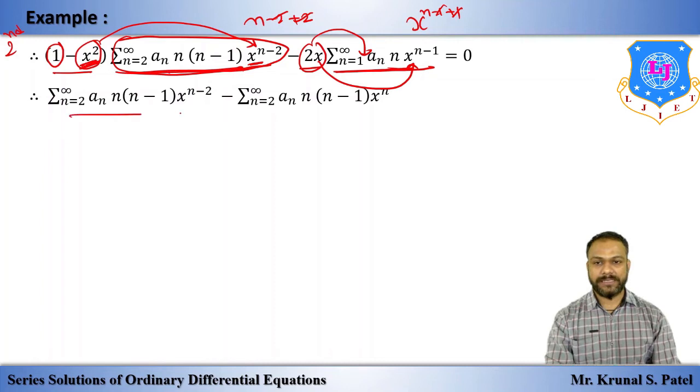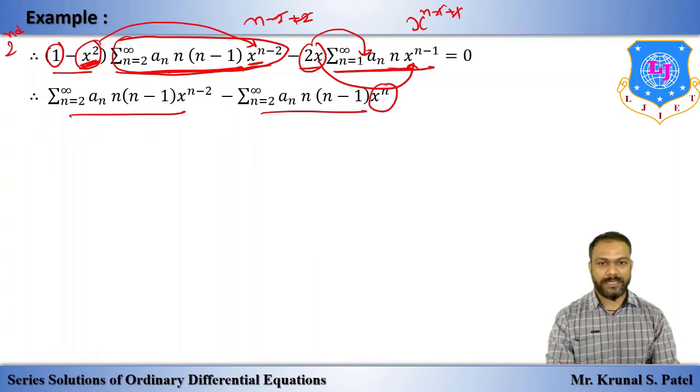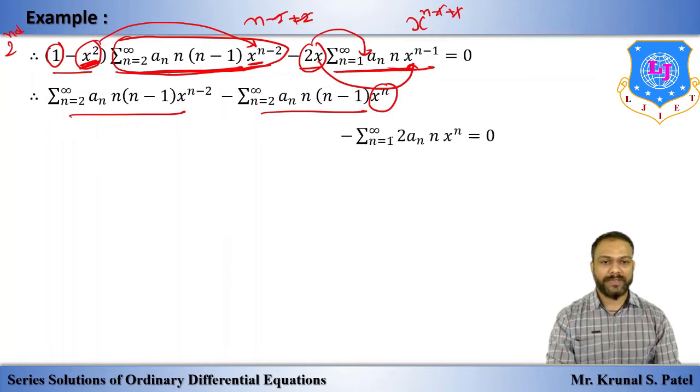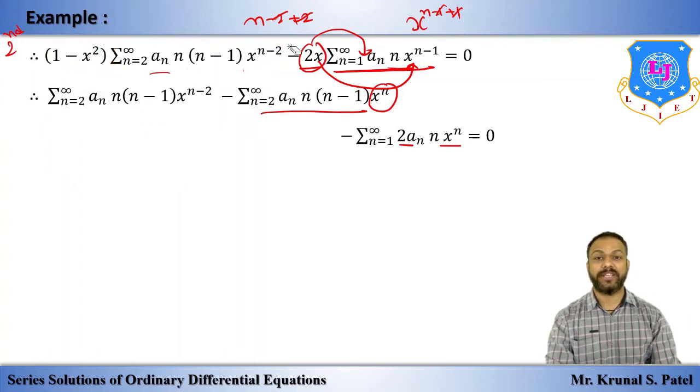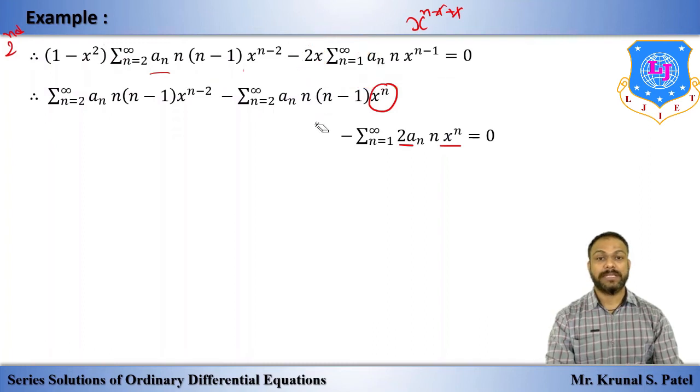1 multiplied with this is this, and x square multiplied with this, as I told, we have x raised to n. Okay, and sigma n equal to 2 is as it is. Now we will multiply this 2x inside this sigma. So we have minus 2 here with a_n, and x goes with this x, so x raised to n. Okay, so this is our third step, simplification.